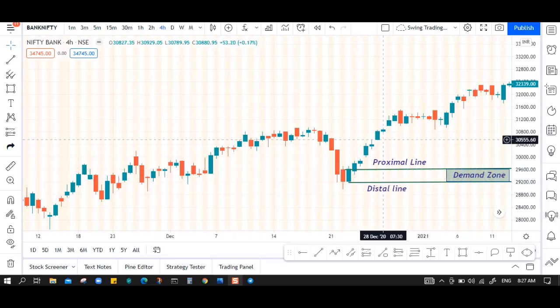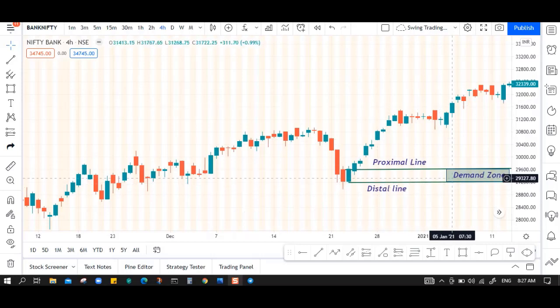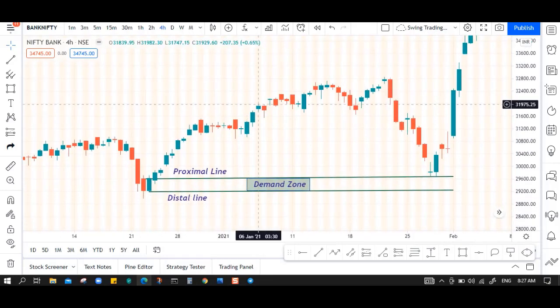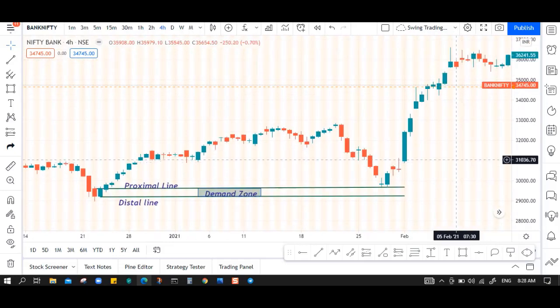From here the market rallied up, right? You can see back-to-back green candles here, which means there are strong buyers in this area. So when the price comes back to this area, let's see what happened. See, exactly, the price tested this demand zone, and from here the market went like hell.